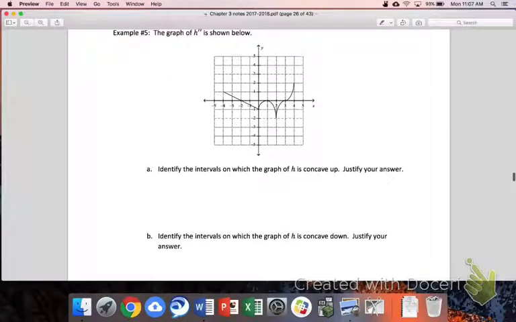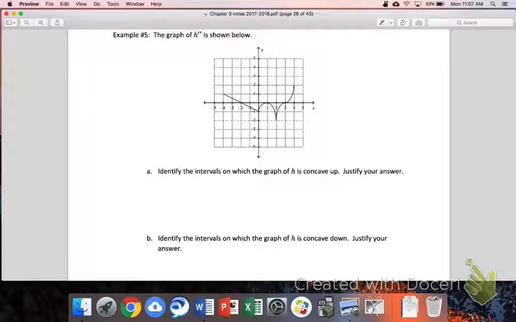I can't quite fit the whole thing on the screen, but you've got it in front of you. If you can answer A, you should be able to answer B, so let's work on A and B together. It says identify the intervals in which the graph of h is concave up, or B, where h is concave down. Please notice, just like I mentioned before, that you are given a graph of h double prime, not a graph of h prime or h. So you need to reason from that and hopefully come to a good conclusion about h.